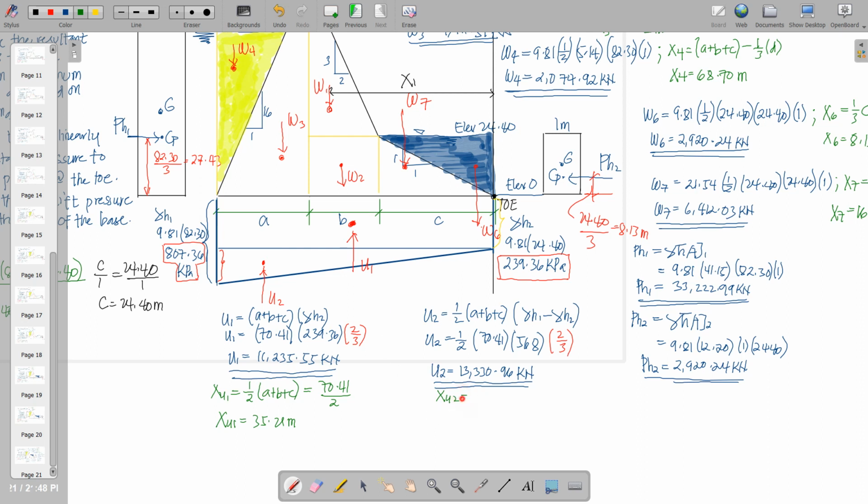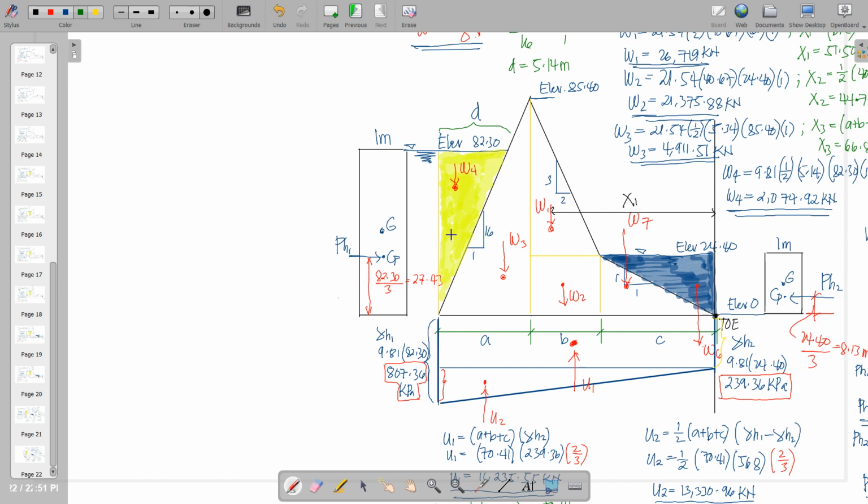So likewise for XU2, we've got here a triangular pressure shape. So therefore, this dimension is 1/3. So the other one here up to the toe is 2/3 of the base. So this is 2/3 of the base, A plus B plus C, that is 70.41 meters. So therefore, XU2 will be equal to 46.94 meters.